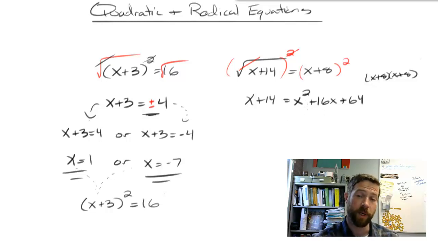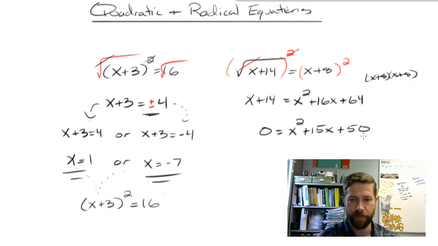By the way, this is a quadratic. So we're dealing with a radical that now becomes a quadratic. What I'm going to do is set this equal to 0. I won't write it out, but I'm going to subtract x from both sides and then subtract 14. Basically, this one side over here that has less, I'm going to move that over to the right-hand side by subtracting it away here. If I subtract x from both sides, I'm going to get 15 x's over here. If I subtract 14 from both sides, I'm going to get a 50.